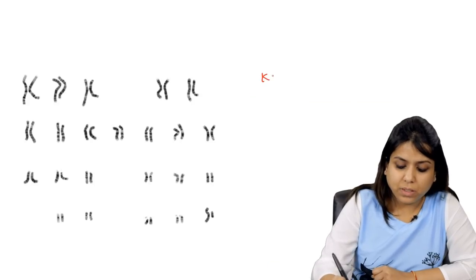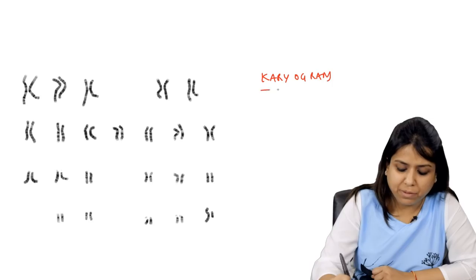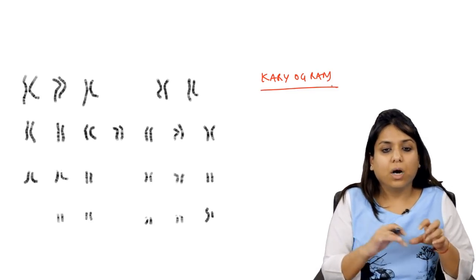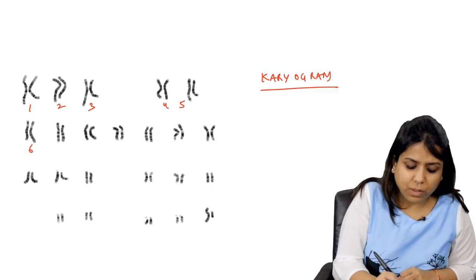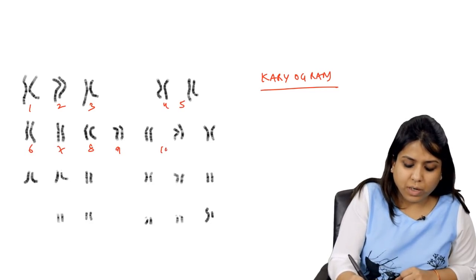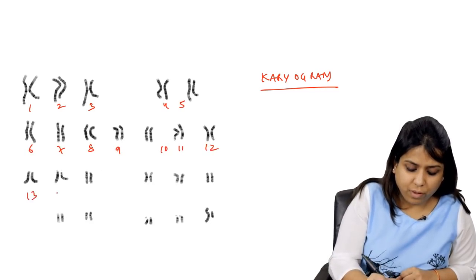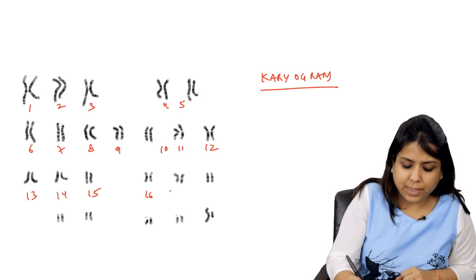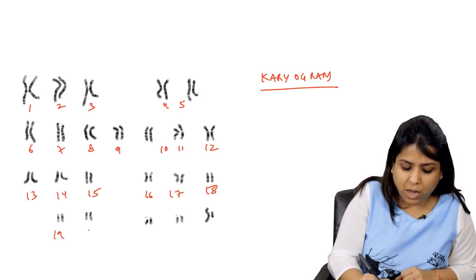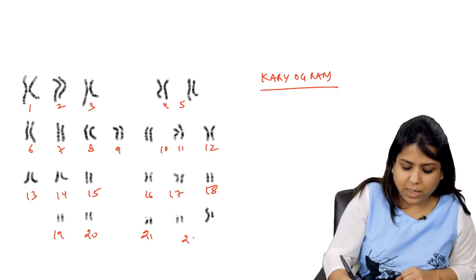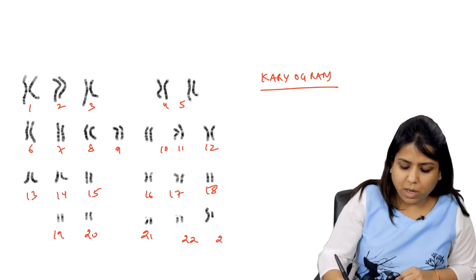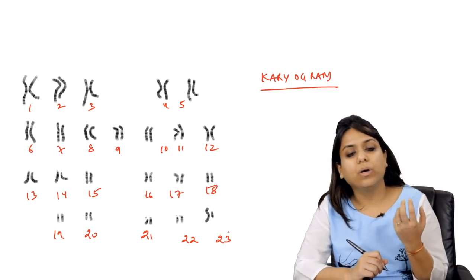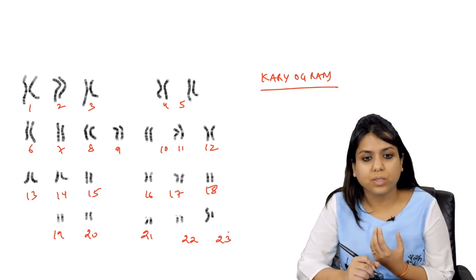Then this is what we call a karyogram, examiner's favorite image. Arrangement of chromosomes in descending order of length. These are the chromosomes in descending order of length, followed by sex chromosomes. The last pair, students, is either XX or XY. Right? So this is a karyogram.